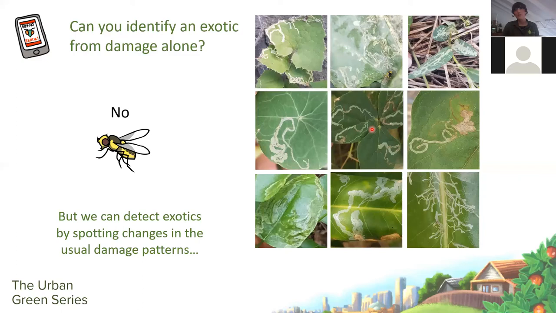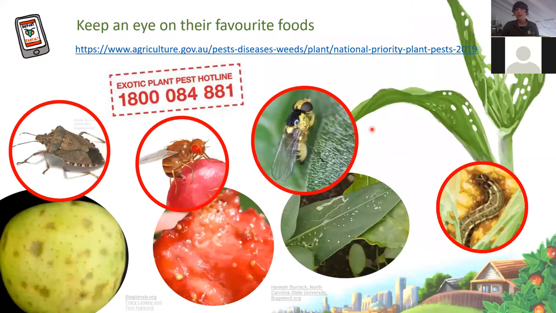So essentially, what you're really trying to do when staying vigilant for exotics is be familiar with the norm in your garden so that you can spot changes in patterns, because that's going to be your first clue something's off in a lot of cases. And you can get a bit familiar with the highest risk exotic pests that are out there. There's a lot of resources. Jess is going to talk about it a little bit more in the talk just after mine. You can go to the Department of Agriculture and Water website to read a bit more about priority pests.